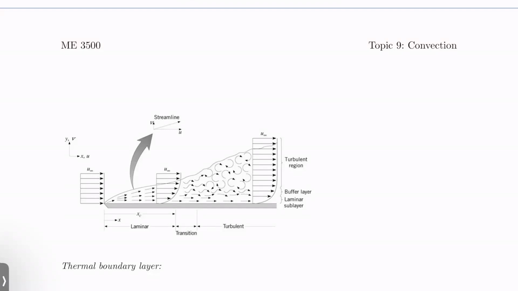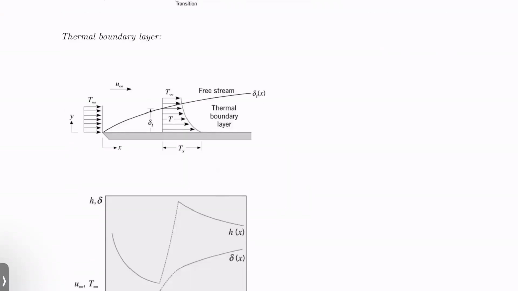We develop a very similar concept to this when we talk about heat transfer, where we end up with a thermal boundary layer. Here, the shape of this profile is a little bit different, but the concept is generally the same. What we have here is the thermal boundary layer thickness, so that's delta sub T, T for thermal. So this is our thermal boundary layer thickness.